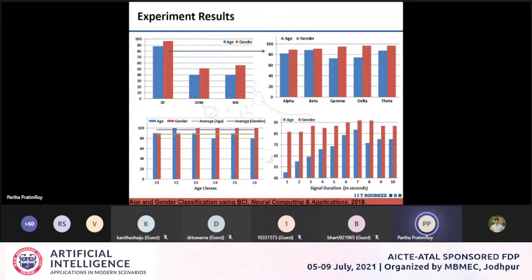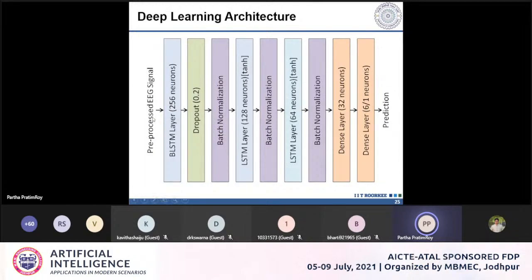Okay, this is age and gender recognition. We are using pre-processed EEG signals. We do some pre-processing like noise removal, and after that we use deep learning. As you know, this is time series data, it's signals. So for signals we have used recurrent neural networks and their families.